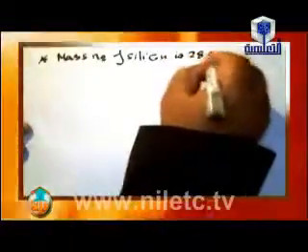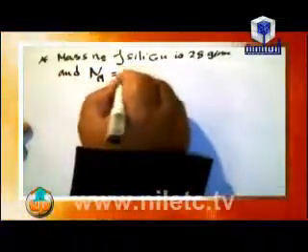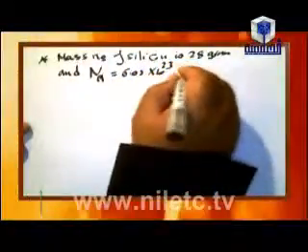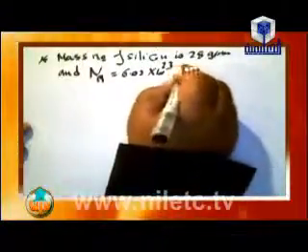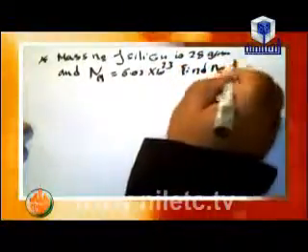The mass number of silicon is 28 gram, and Avogadro number, which is denoted by Na, equals 6.02 times 10 power 23. Find the number of atoms in 10 gram. It is a very easy question.